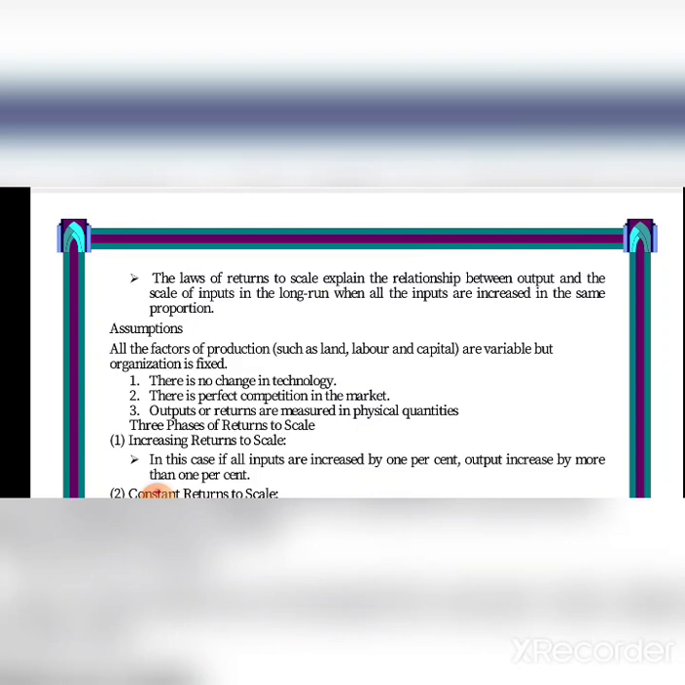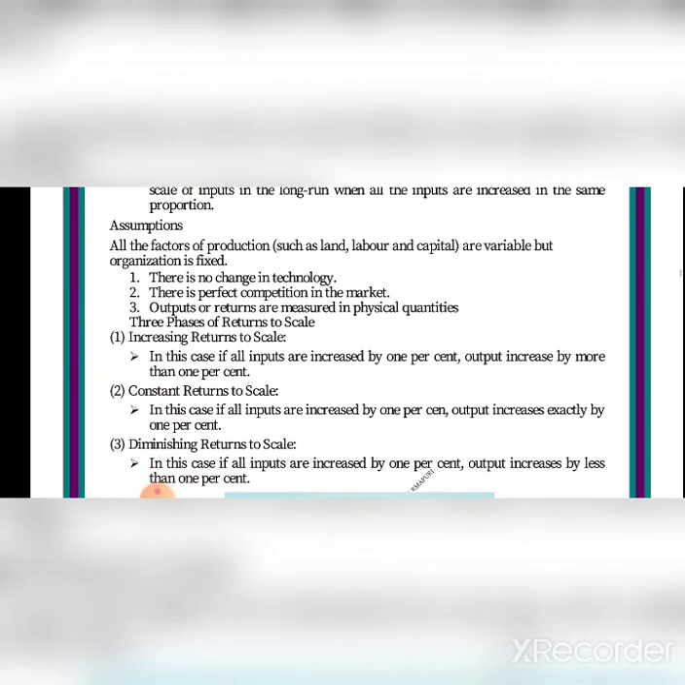Increasing returns to scale. There are three types of returns to scale. Increasing returns to scale means in this case, if all inputs are increased by 1%, output increases by more than 1%. So you can learn it very easily. Next one, constant returns to scale. In this case, if all inputs are increased by 1%, output increases exactly by 1% only. But you see, in the previous one, it was more than 1%, isn't it? Here, exactly 1% only is increasing.